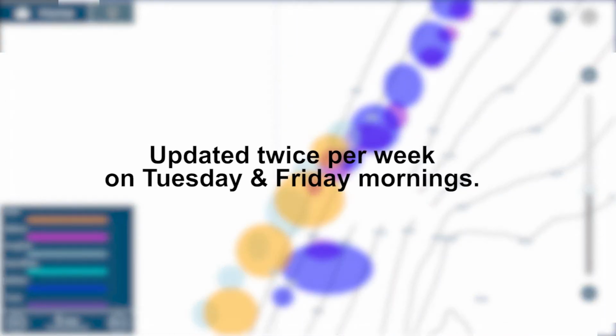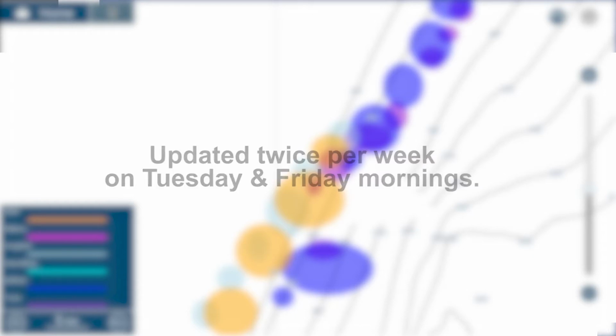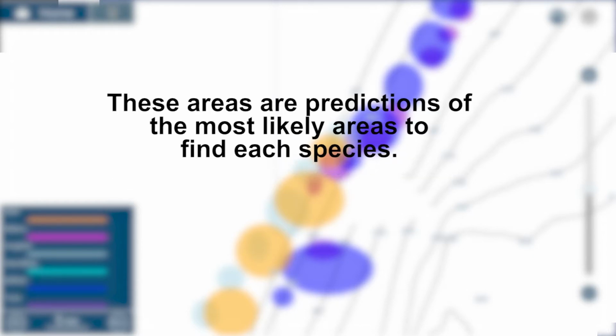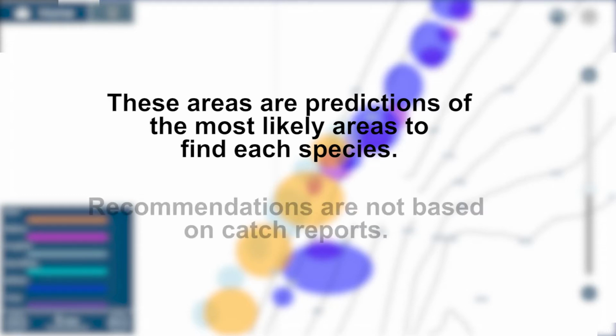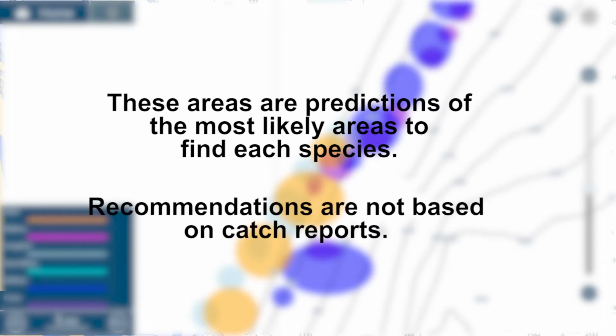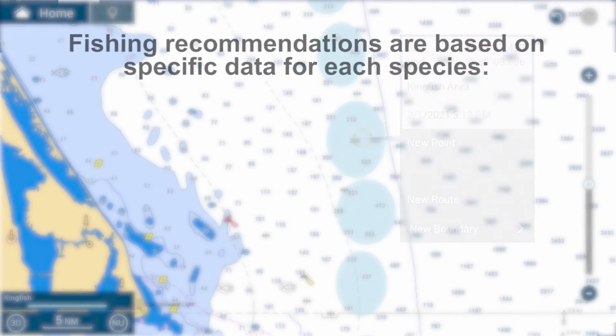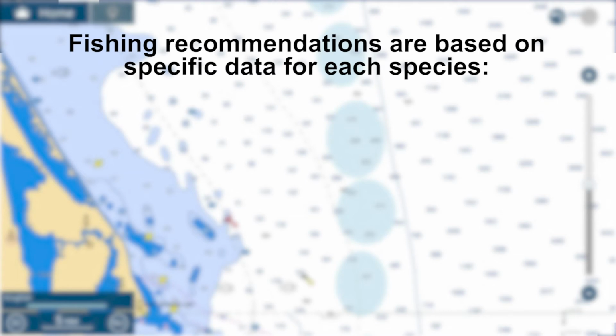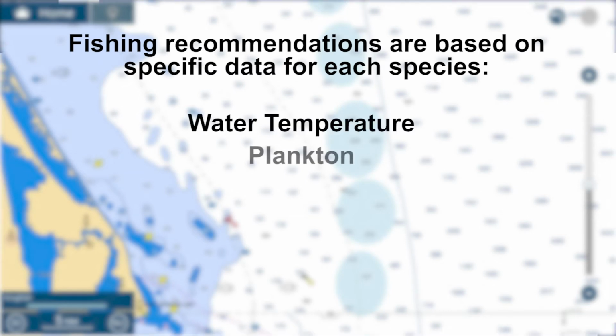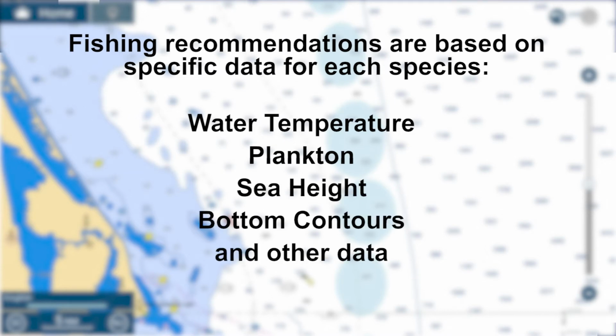Recommendations are updated twice a week on Tuesday and Friday mornings. Note, these recommendations should be treated as a prediction or a forecast and are not based on actual catch reports. Fish recommendations are based on specific oceanographic data for each species. Our experts take into account water temperature, plankton concentrations, sea height, and bottom contours, to name a few.